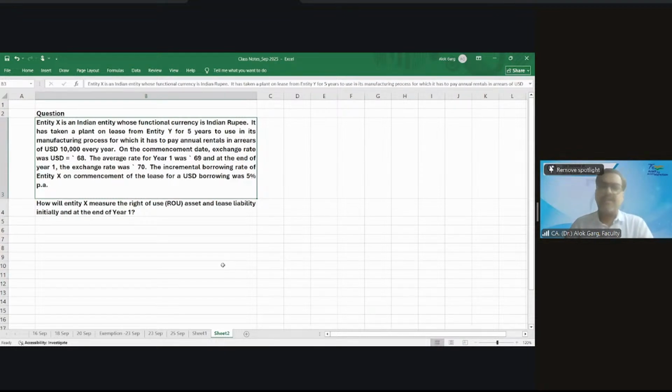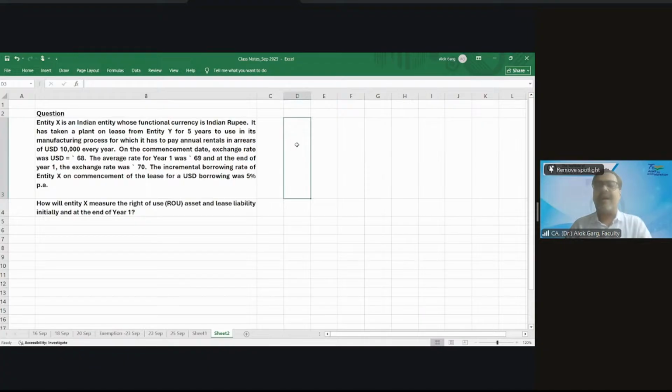So entity X is an Indian entity and INR is its functional currency. It has taken a plant on lease from entity Y for 5 years, the term is 5 years, to use in its manufacturing process, for which it has to pay annual rental in arrears of USD 10,000 every year.